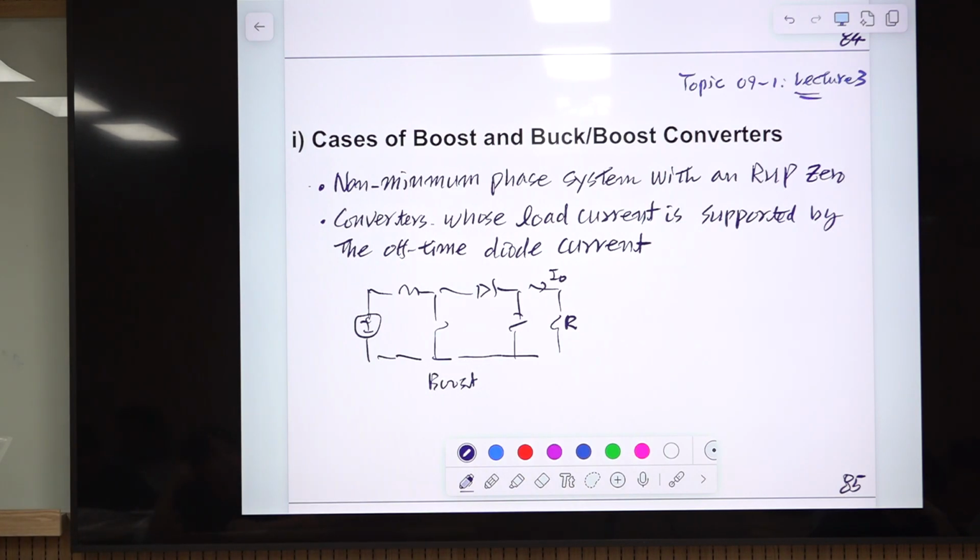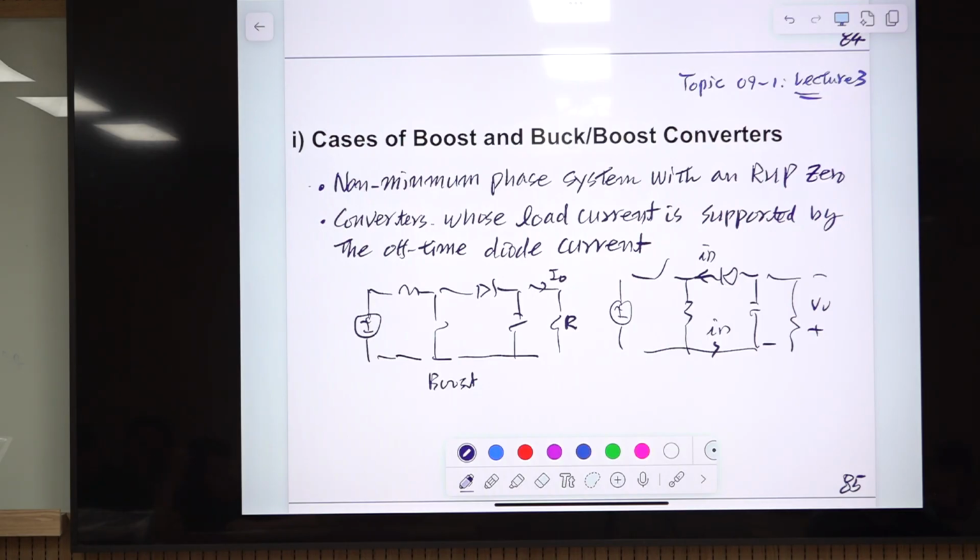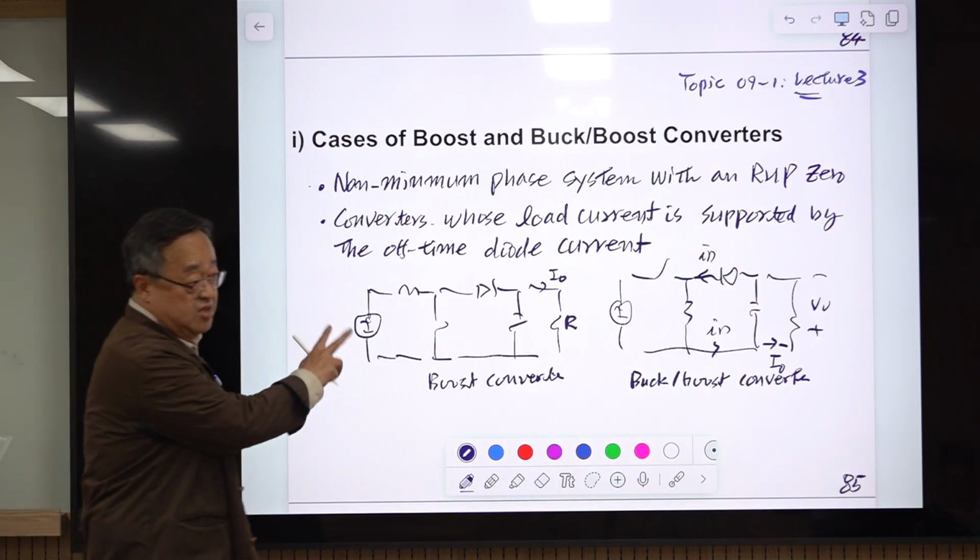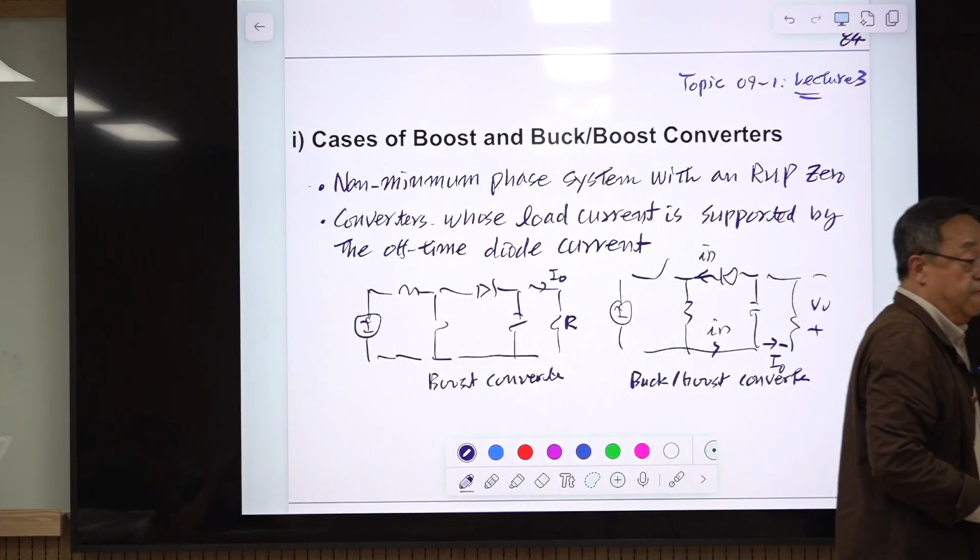This is true, and this is the buck-boost converter shown here. The same is true. This ID and this ID, the polarity is reversed, so IO is here. IO is supported by the off-time diode current. So this converter must have an RHP zero in the duty ratio to output transfer function. That means other than the buck converter, you have this RHP zero and the system becomes a non-minimum phase system.